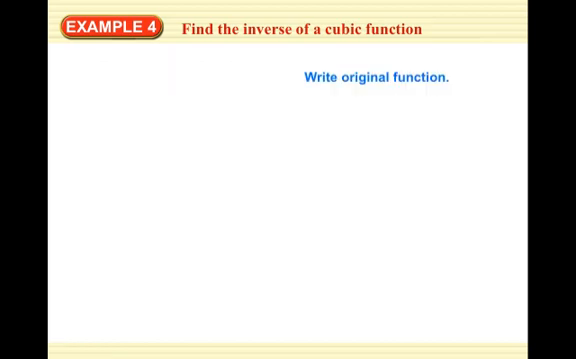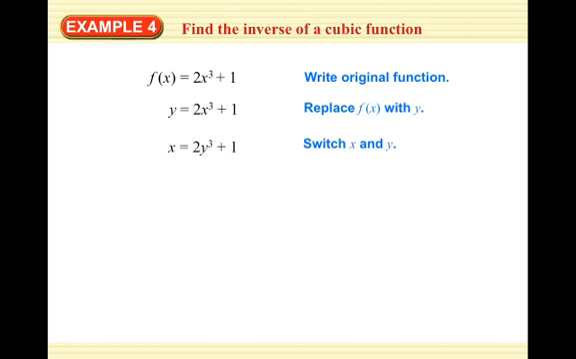So we're going to write the original function, f of x equals 2x cubed plus 1. And then we're going to replace f of x with y. So y equals 2x cubed plus 1. And we're going to switch x and y. So we're going to have x equals 2y cubed plus 1. That way when we solve for y, we've got the inverse function.